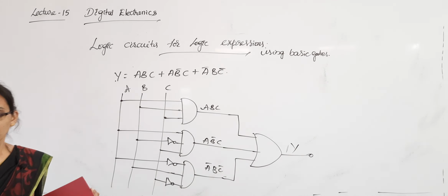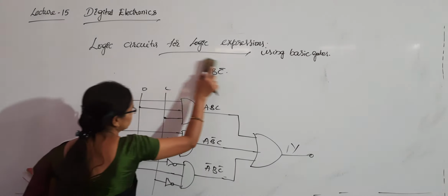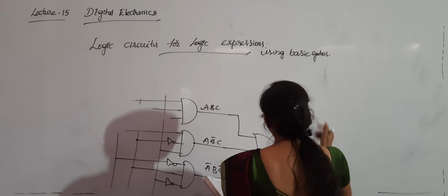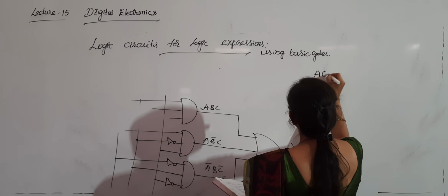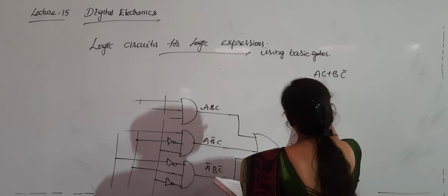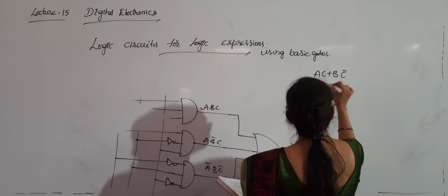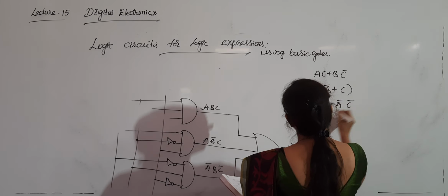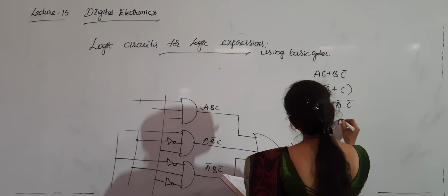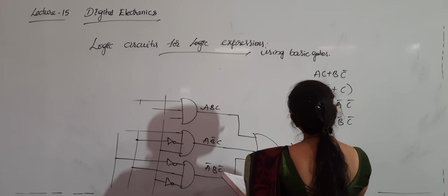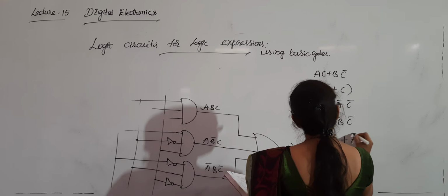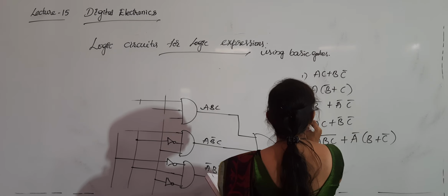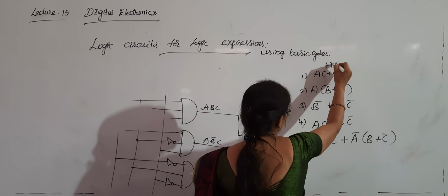Analyze it, then I will give some homework problems, do it at home. AC plus BC bar, A into B plus C bar, B bar plus C, B bar plus A bar C bar, AC plus B bar C bar, A B C whole bar plus A bar into B plus C whole bar. 1, 2, 3, 4, 5 problems are there for practice.